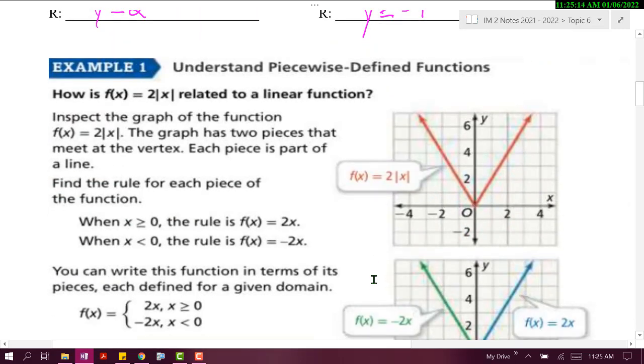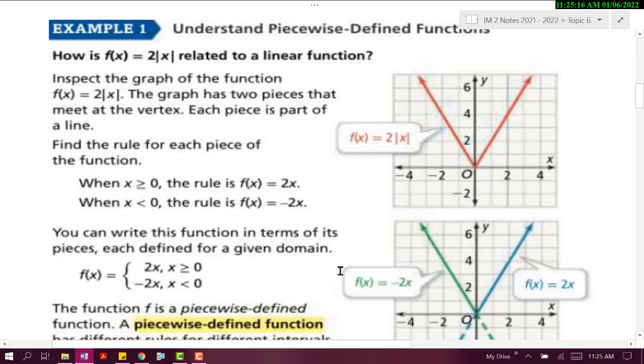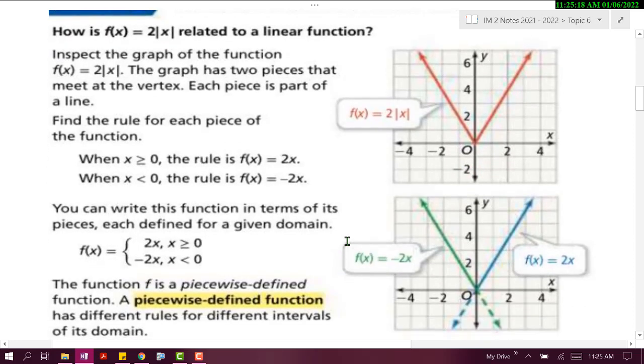So let's look at piecewise defined functions. How is f of x equals 2 times the absolute value of x related to a linear function? Well, so there's our function, our red function there. How is it related to a linear function? Well, really, it's 2 of them. One from the y-axis to the right, and one from the y-axis to the left. Each piece is a part of a line.